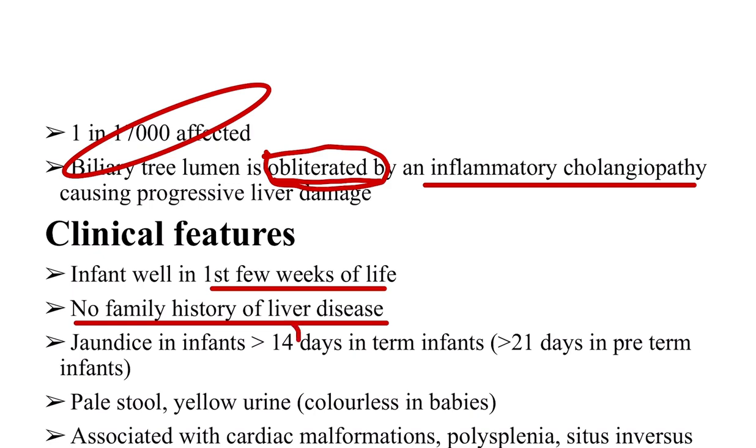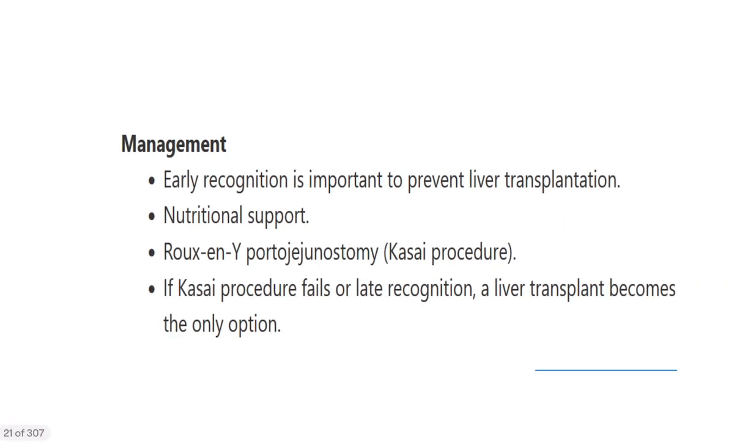Jaundice in an infant that is present for more than 14 days, and also pale stool and yellow urine, which are normally clinical features of all individuals suffering from jaundice. It is associated with cardiac malformation, polysplenia, and situs inversus. And what is the management? Early recognition is important to prevent liver transplantation.